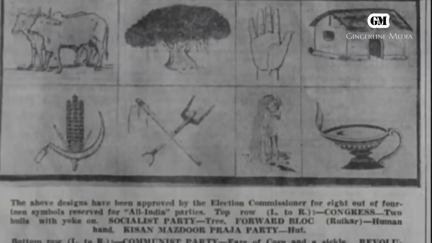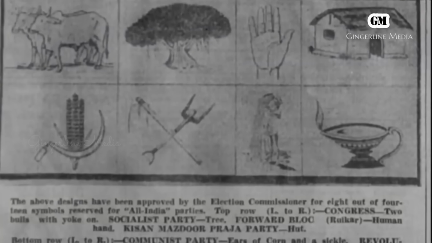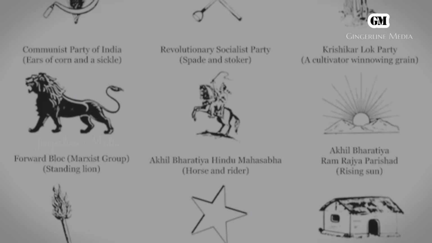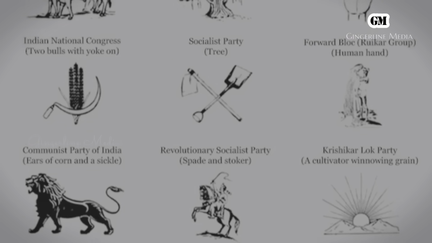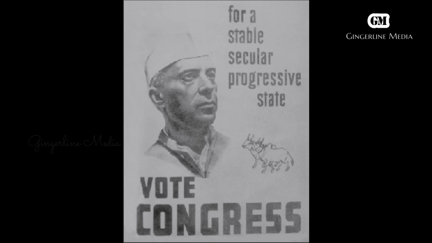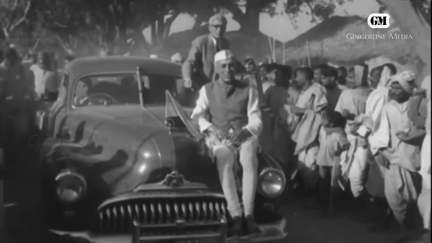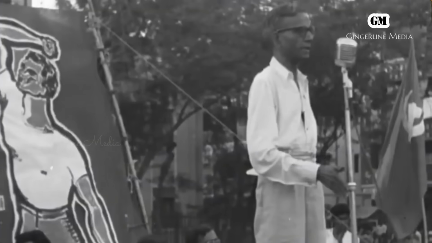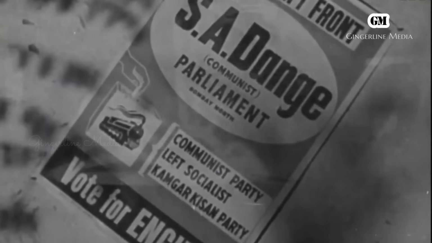The first general election witnessed the emergence of several political parties, each with its own ideologies and visions for the nation. The Indian National Congress, led by Jawaharlal Nehru, played a crucial role in the freedom struggle and emerged as a dominant force. Other parties, such as the Communist Party of India and the Hindu Mahasabha, also contested the election.